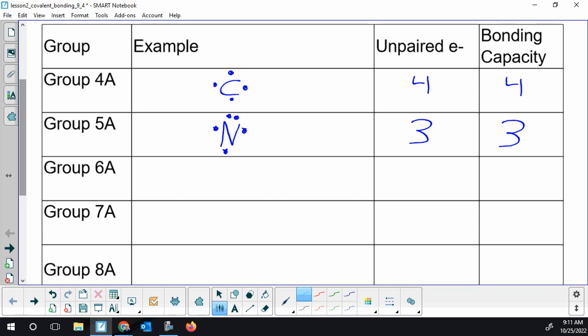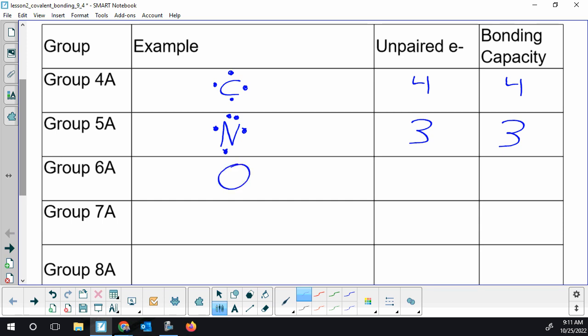Now that's group 5A, so that would cover nitrogen and phosphorus. They all bond the same way. There's a lot of repeating patterns. This unit is very repetitive because we really only have 4 groups that are going to bond, 4A, 5A, 6A, and 7A, and they all bond the same. So there's really only 4 categories of non-metals and how they bond.